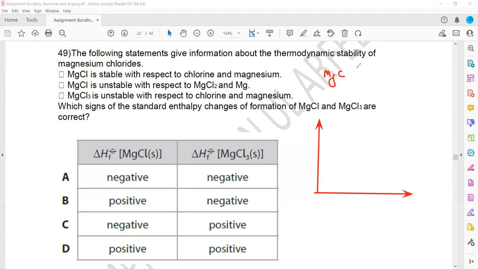If magnesium reacts with chlorine, it will form magnesium chloride, and this is MgCl, not MgCl2. This MgCl, as I mentioned, is more stable. So if it is more stable, what does it mean? It means MgCl will have low energy and magnesium plus chlorine will have high energy. So the reactant will have high energy compared to the product, because stability refers to energy. Low energy for reactant or product means that is more stable.